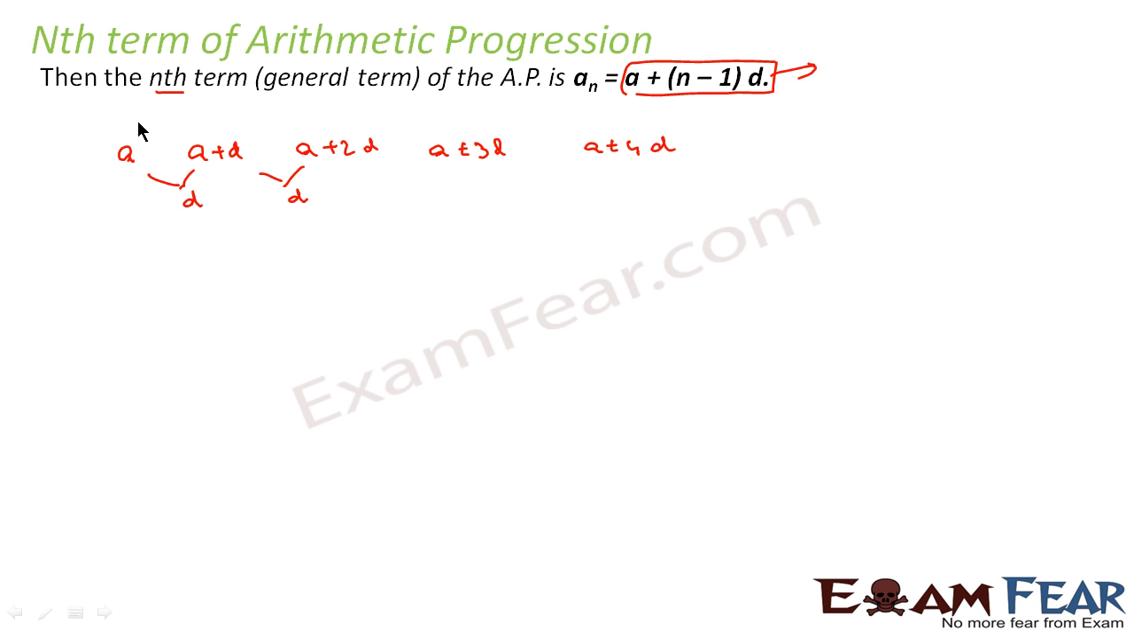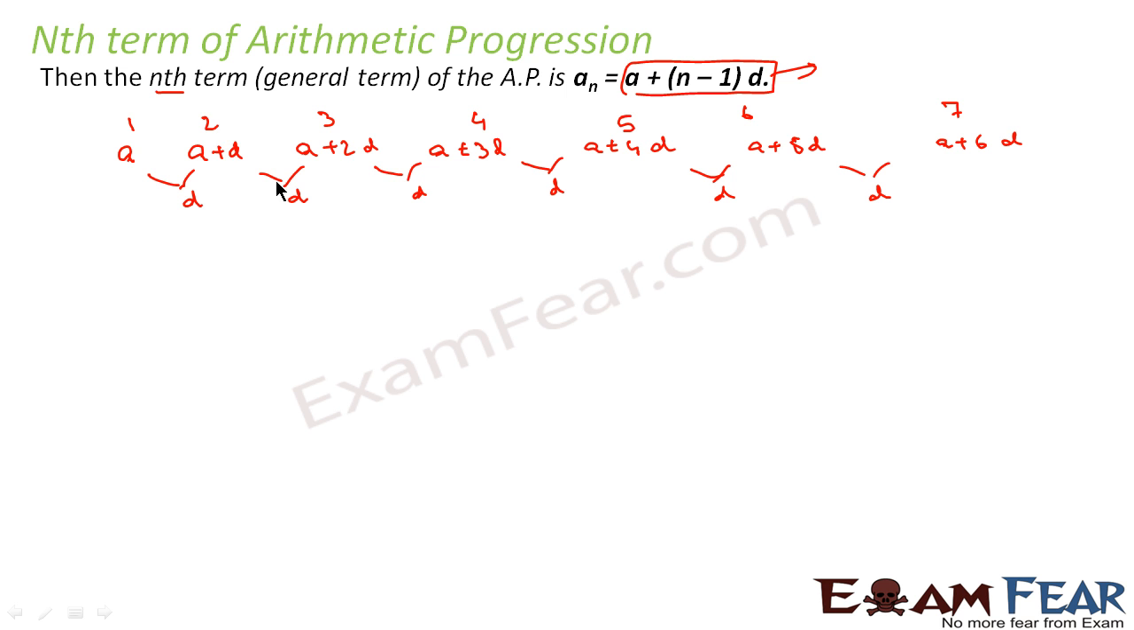This is the first term, this is the second term, this is the third term, this is the fourth term, this is the fifth term. The sixth term will become a plus 5d. The seventh term will become a plus 6d, because the difference here is d, and here also a plus 4d minus a plus 3d is again d. Here also d, here also d. So thus we have formed an AP with a difference of d.